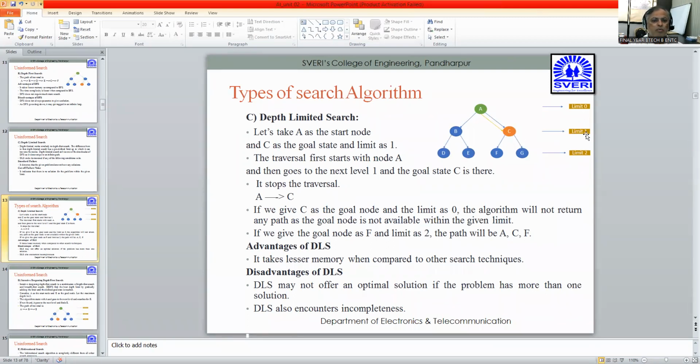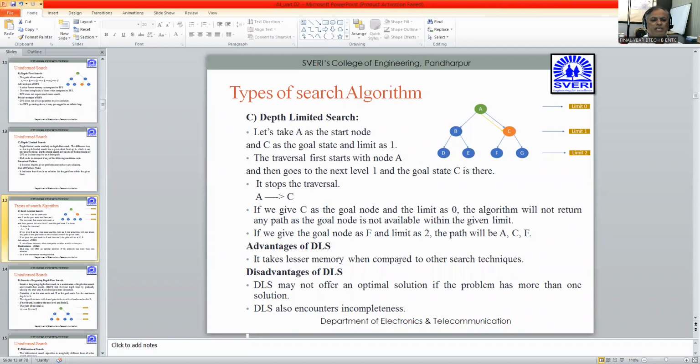So obviously limit 1 दिया है, that is limit as 1, and we have a goal as C. Now the traversal first starts with node A, then it goes to the next level. जैसे वो level 1 में आएगा उसको दो ही चीज दिखाई देगी, B और C, and the goal state C will be in that first limit, and hence it will stop here. So what will be that, it will be A to C. Have you got it? It's simple, because of the limits you can easily find out where your goal state is.